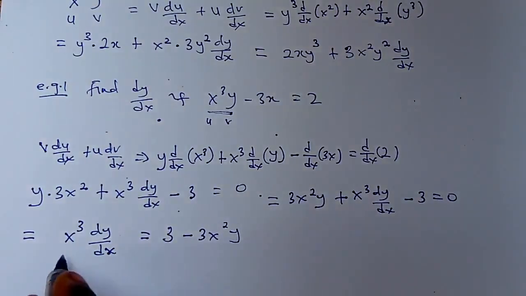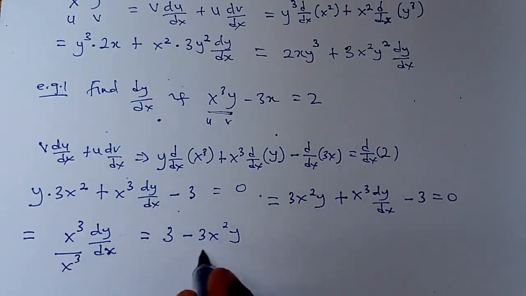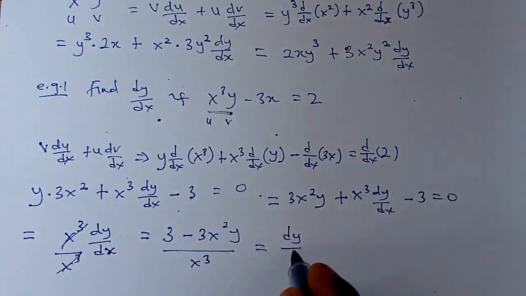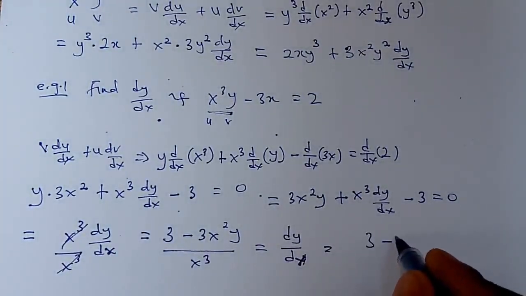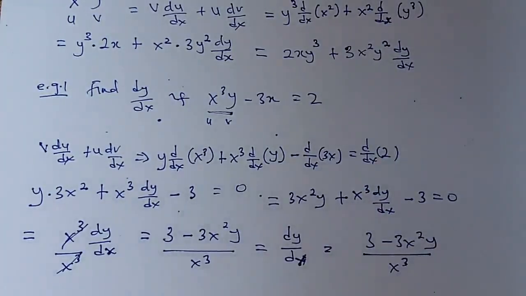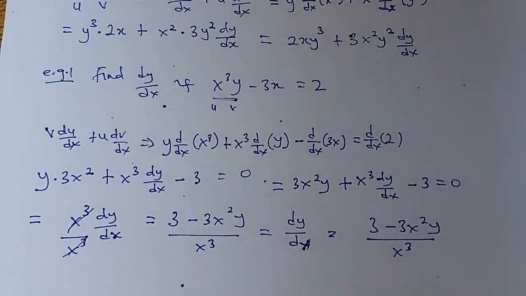What we can do is divide here by x cubed and we divide here by x cubed. Okay, so x cubed cancels x cubed, and we're left with dy over dx. Very easy now. It is equal to 3 minus 3x squared y, all over x cubed. Okay, so this is definitely what we leave. So now our dy/dx is equal to 3 minus 3x squared y over x cubed, but you can factorize 3 out, but it doesn't change anything. You can leave it like that, and then you are through.